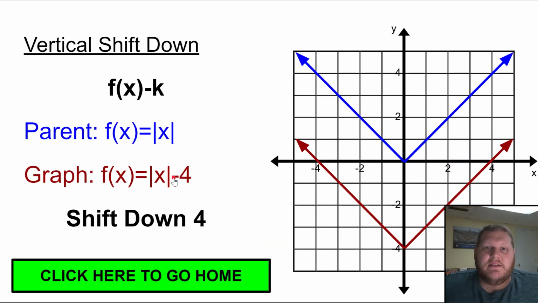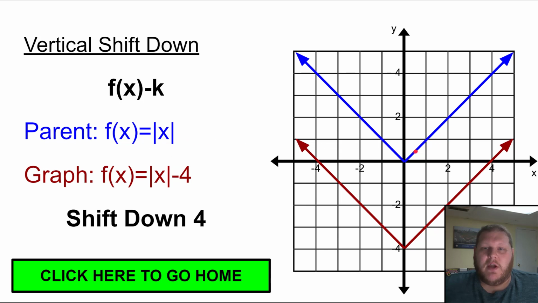The flip side of this, if we subtract some value off of my function, so again, this is happening outside of my function, that's going to cause that shift to happen downward. So here, if I'm subtracting 4 from my original equation, because f of x equaling my absolute value of x is my parent function, my parent equation, if I'm subtracting 4 from that value, that's going to shift my graph down 4.